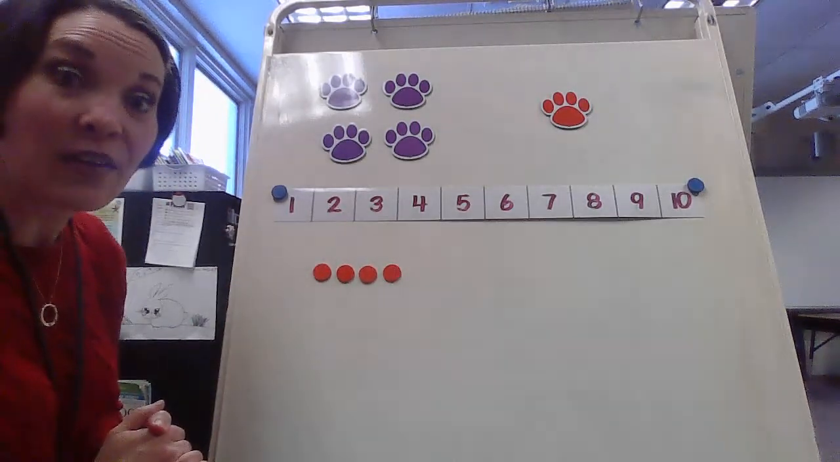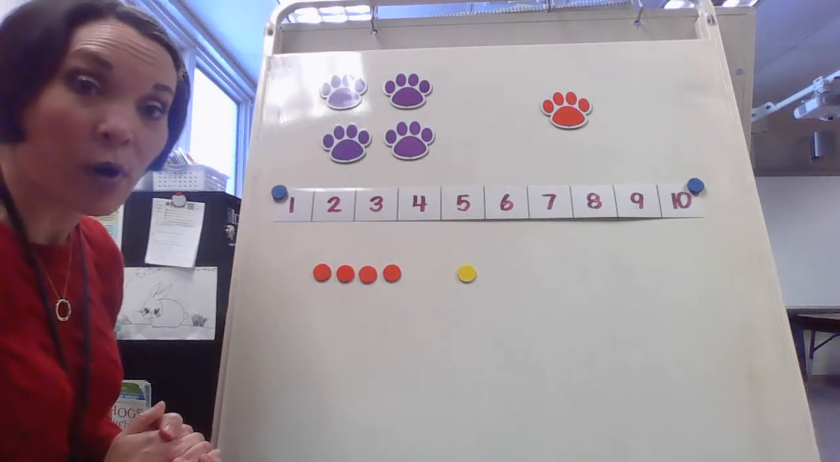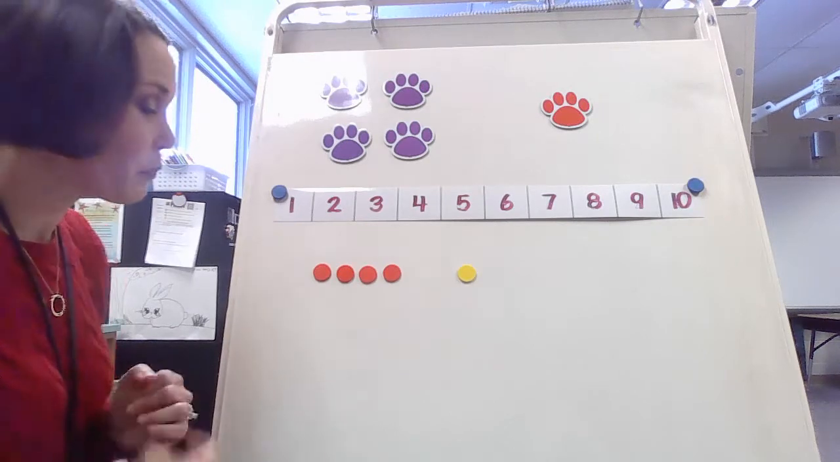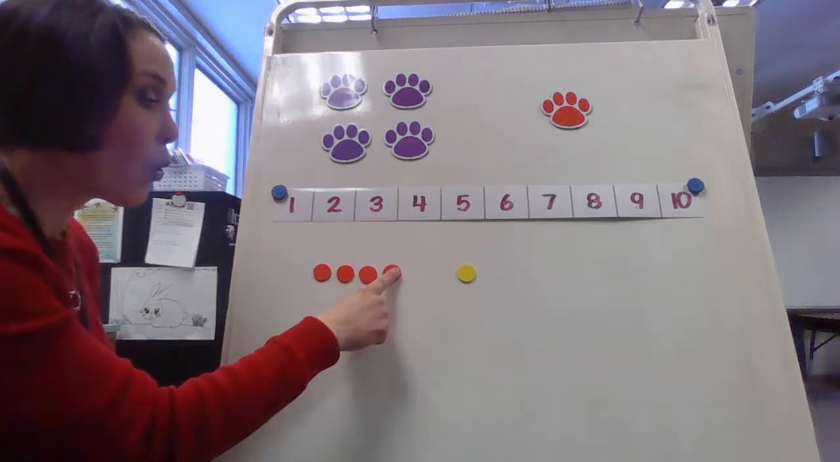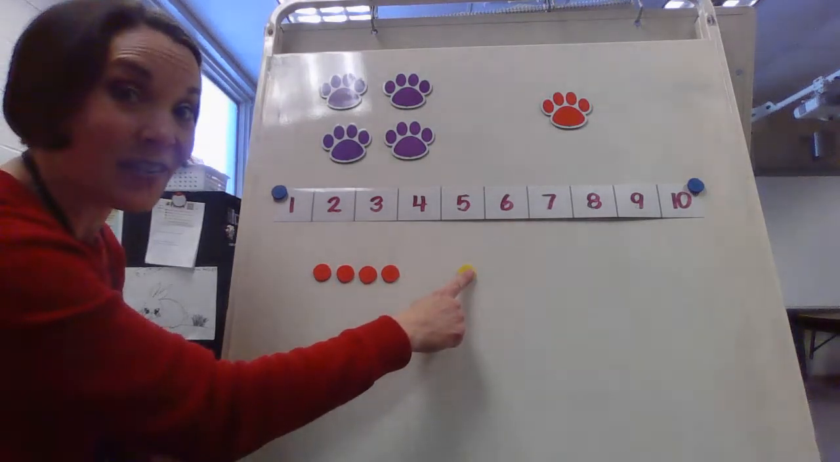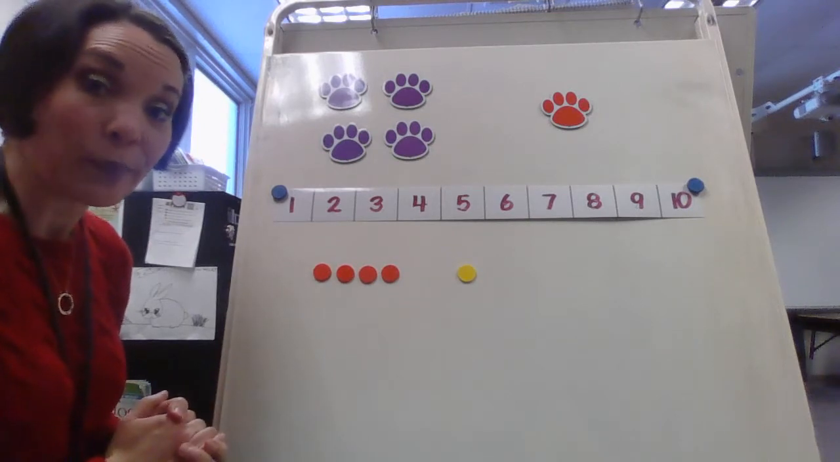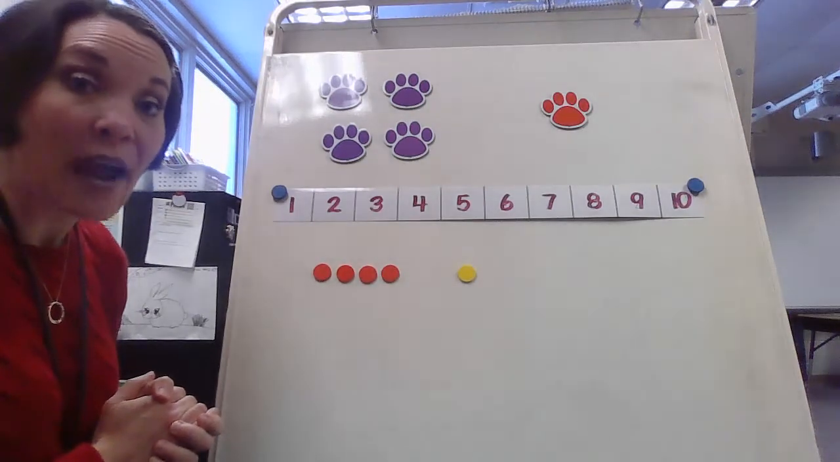And then he found 1 more, so then we have 1 more counter. Let's go ahead and count them up. 1, 2, 3, 4, 5. So he found 5 paw prints in the snow. Well, let's think about another thing to do next.